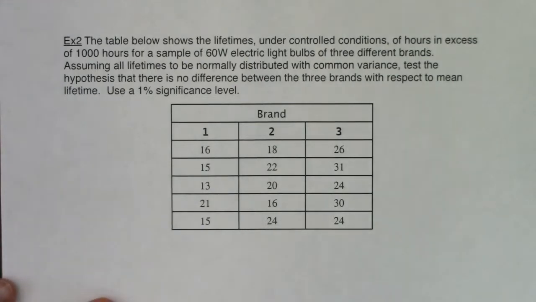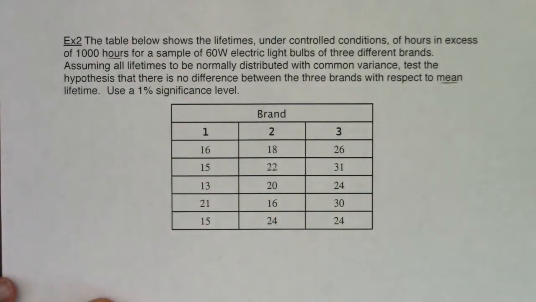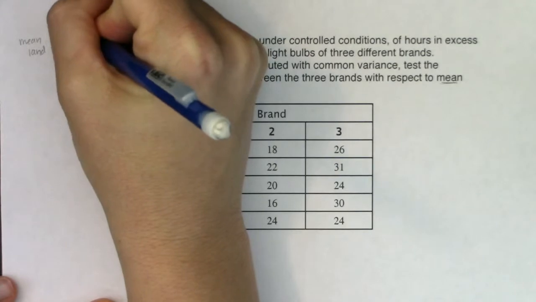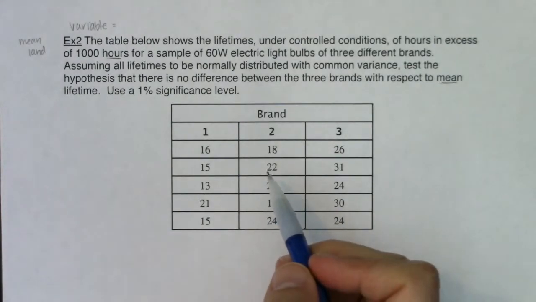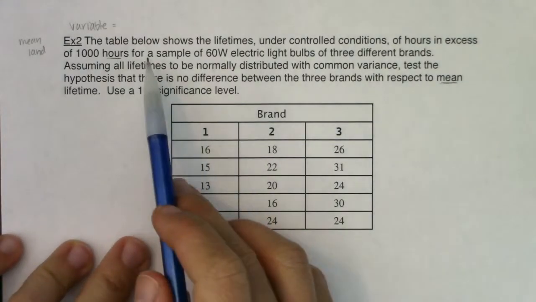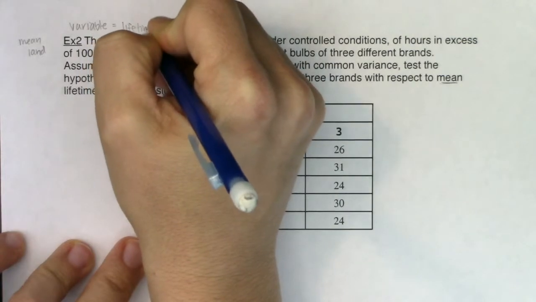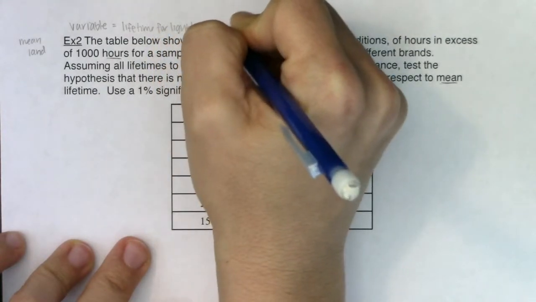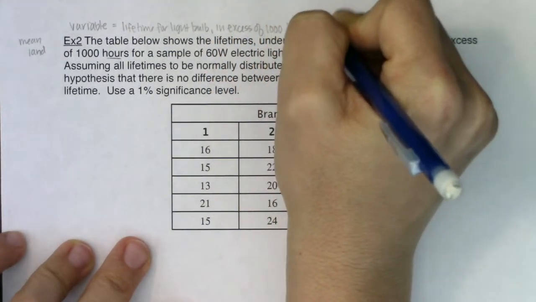Okay, so as I look at this, I see the word mean. That's a great thing. I also see some units in here. All right, so in terms of what land am I in, I know I'm in mean land. And my variable, I'll put that here. If I look at all of these numbers, these aren't frequencies, these are actually data values this time. It looks like it's lifetime, and this is 16 hours, 15 hours, but this is hours in excess of 1,000. So this is lifetime of light bulbs, and it's in excess of 1,000 hours. And the units for this are hours.